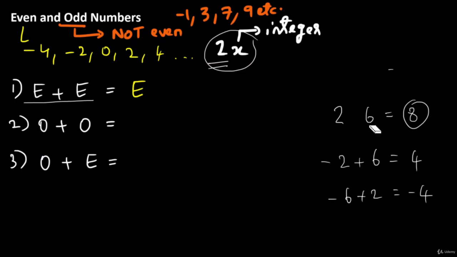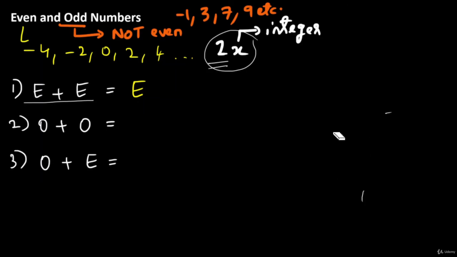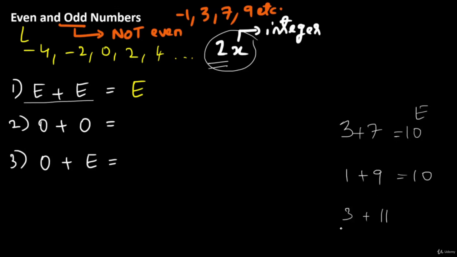Alright, let's proceed. What about whenever you add two odd numbers? Let's take some examples to understand this. So for example, two odd numbers would be 3 and 7. So when you add them, you get 10, which is even, right? Say let's take some other example. Say 1 plus 9. So again you get 10. If you take 3 and say 11, so 3 plus 11 is 14. This is also even. So whenever you add two odd numbers, the answer would be even.